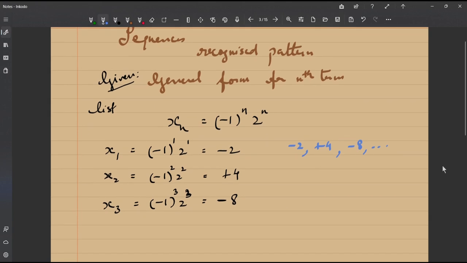Now let me at random find maybe the sixth term of the sequence. x6 would be equal to minus 1 raised to the power 6, so it's positive, times 2 raised to the power 6. What is 2 raised to the power 6? 2 2s are 4, 4 2s are 8, 8 2s are 16, 16 2s are 32, so this is going to be 64. In between terms of course we haven't calculated, and so on. This is how we are given the general form. Given this form, we can easily write the sequence.